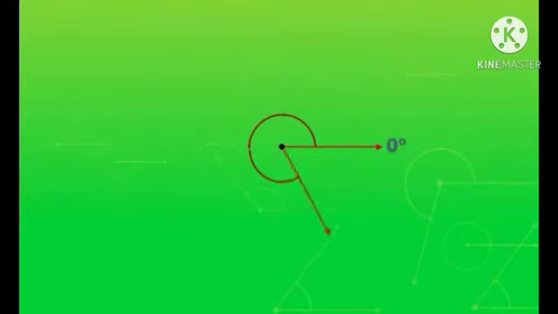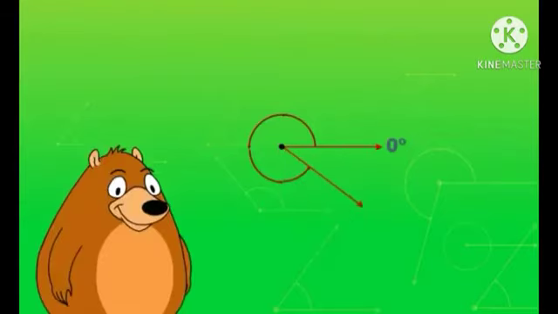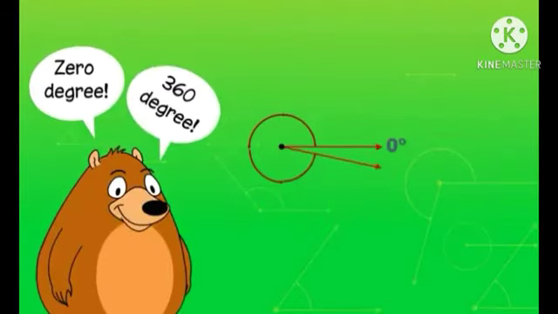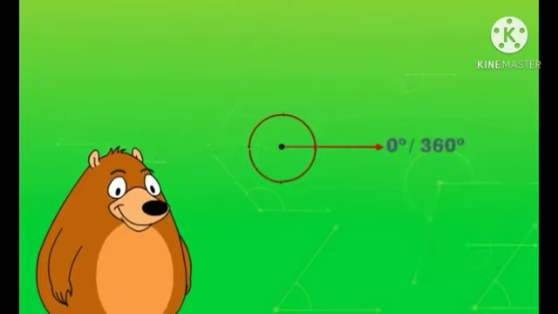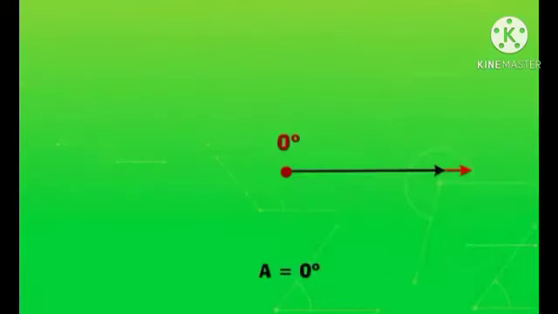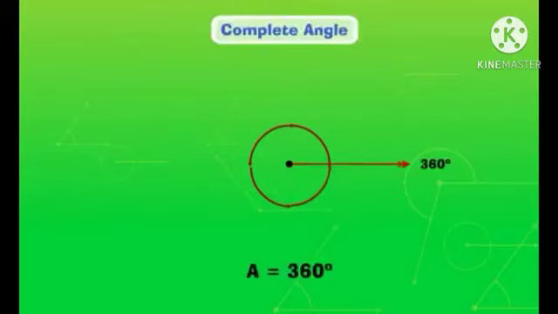What will happen if both the arms of an angle overlap each other? 0 degree, 360 degree. Yes, both are correct. But an angle that measures 0 degree is called zero angle. When the arm takes a complete turn, then an angle of measure 360 degrees is formed. This type of angle is called a complete angle.